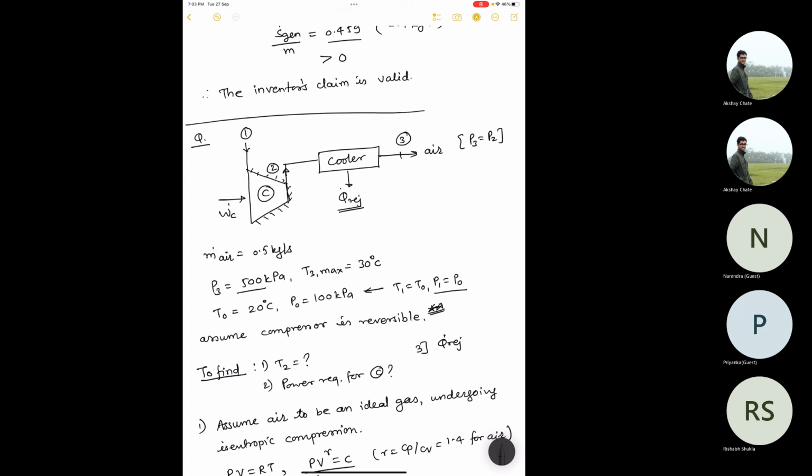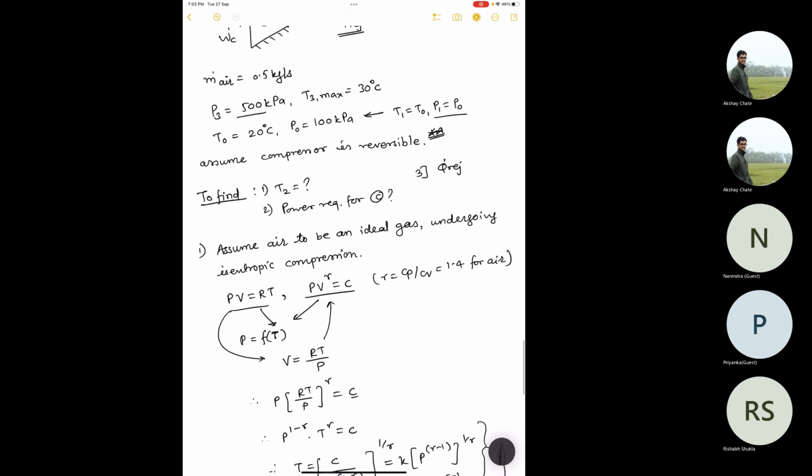S gen will be there since it is not mentioned that the cooler is a reversible device, and that will be equal to m dot S3 minus m dot S2, and then you can do that with Cp, Cp ln T3 by T2 minus R ln P3 by P2. So from there you will get the RHS, and you have Q by T on the LHS. So you take that to the RHS. So basically S gen you will get, and that should be positive.